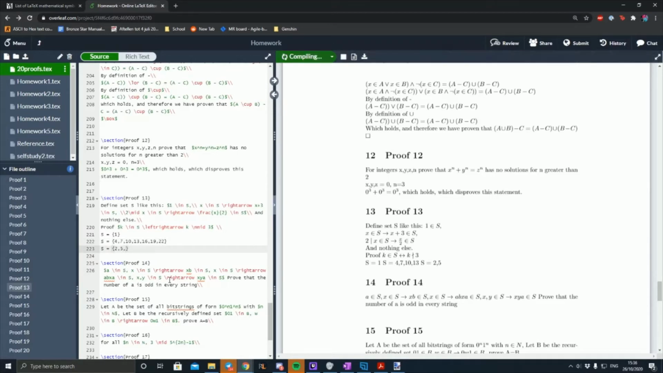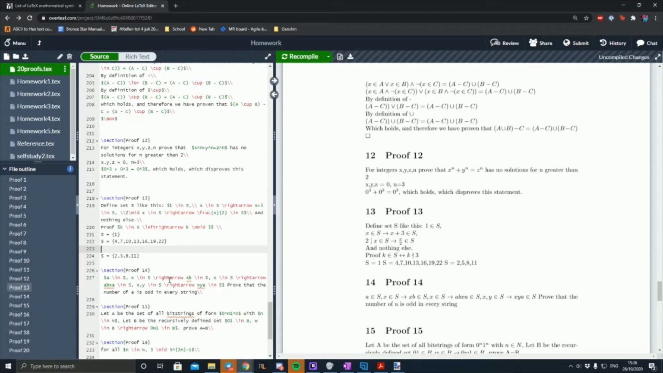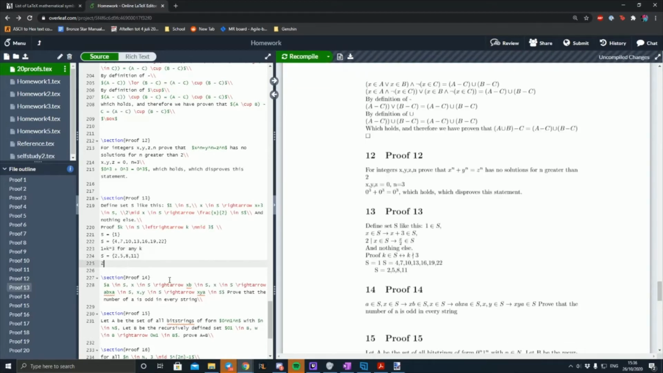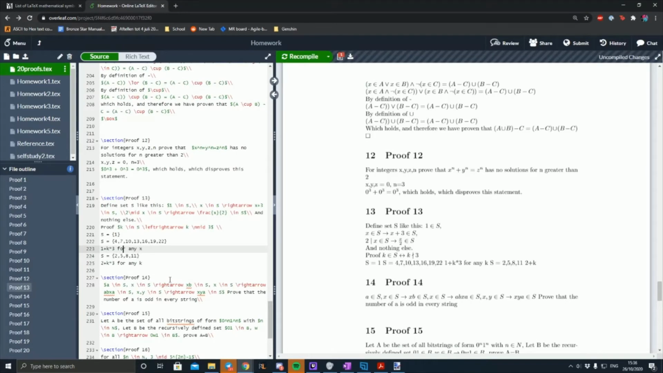So 2, 5, 8, and 11. Yeah, I see. So the first set is the set of all numbers of the form 1 plus k times 3 for any k, and this is 2 plus k times 3 for any k. Or let's use x and y. So we know by intuition that this set will contain all the numbers except for the numbers divisible by 3.